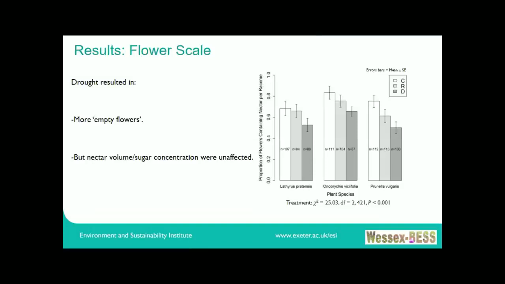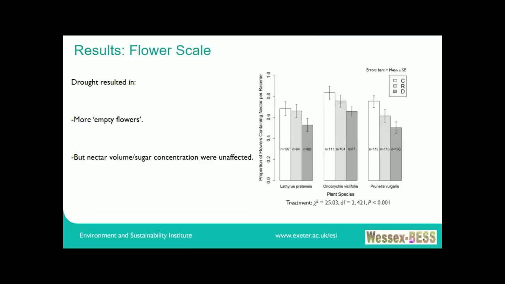So what did we find? Well, firstly, let's look at the flower scale. We found that drought resulted in more empty flowers, despite the fact that they'd been bagged for 24 hours. So it wasn't that invertebrates had been drinking this nectar, it was actually that these flowers were unproductive. But actually, when we looked at the characteristics of nectar in flowers that did contain nectar, we didn't find differences in volume or sugar concentration.